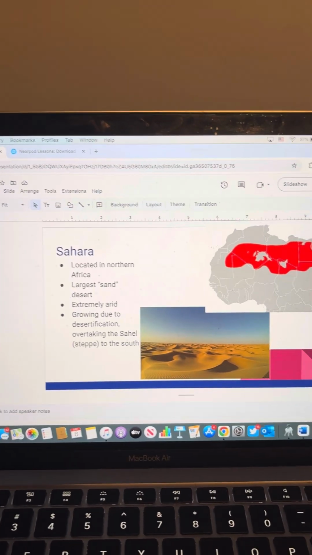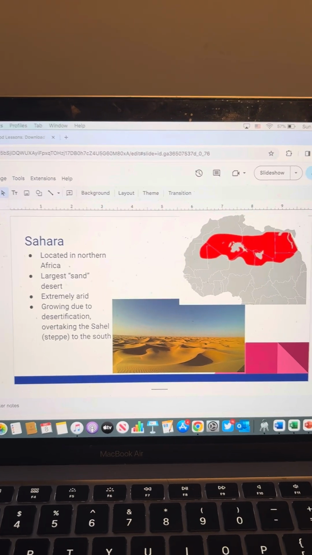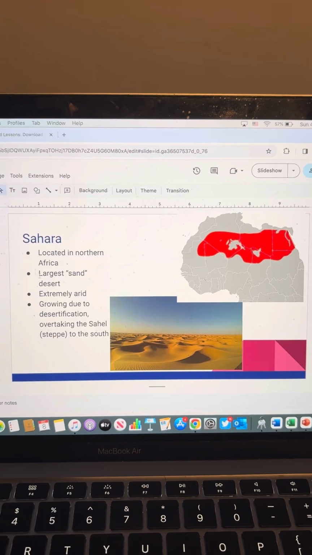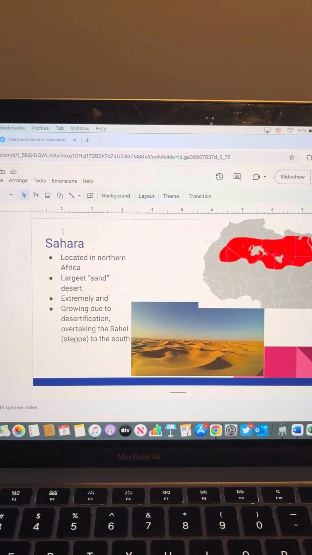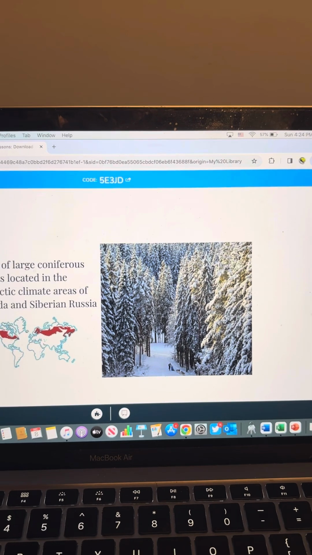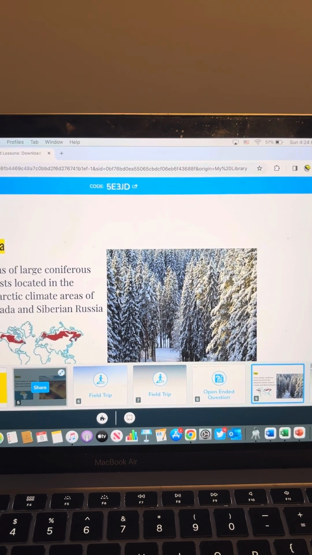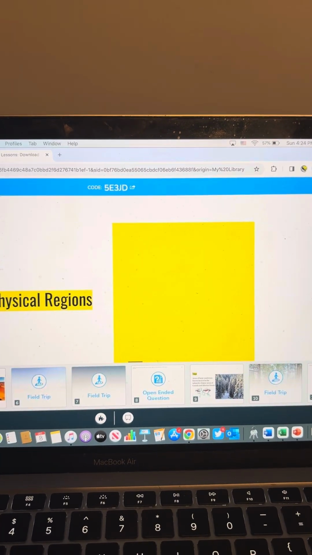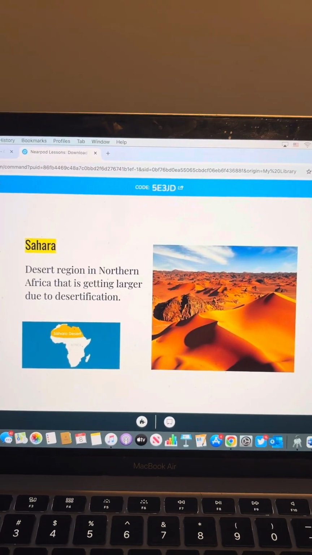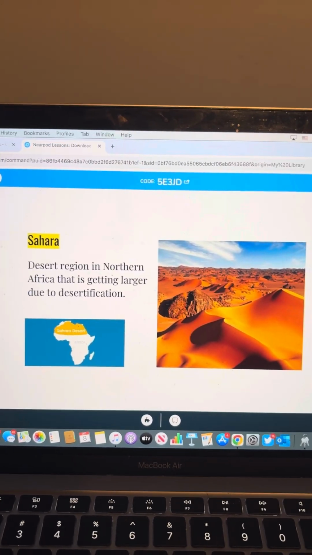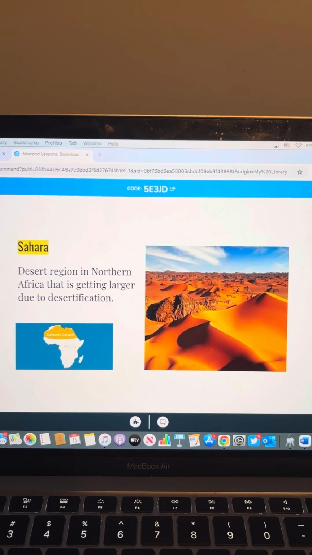The first PowerPoint bullet point is the Sahara. So I'd be going over this slide, teaching on it, obviously having more notes that I'll be using in my lecture. As I'm doing that, the students would be on this slide right here, which would be the Sahara. It starts with physical regions, just like my PowerPoint did, and then they go to Sahara. So it matches up very nicely and flows really well. I would have the students sit on this slide for the time being while I instruct them on everything.